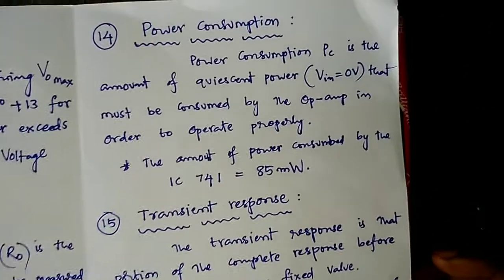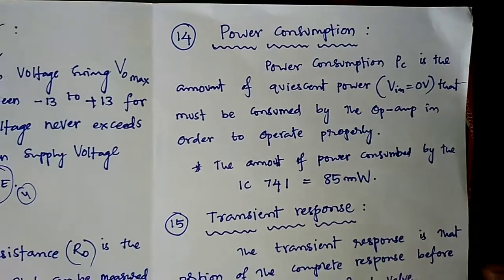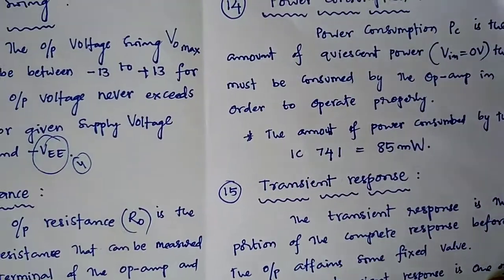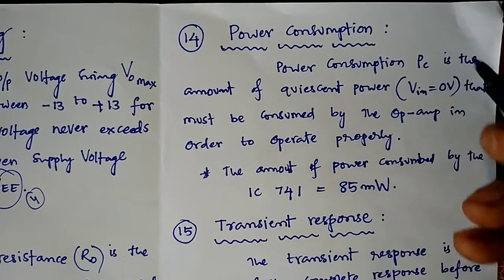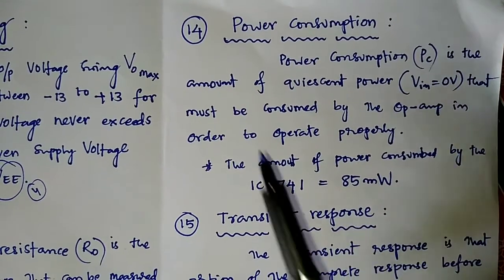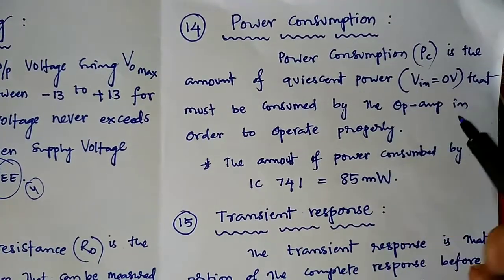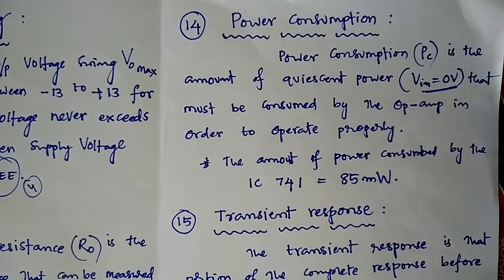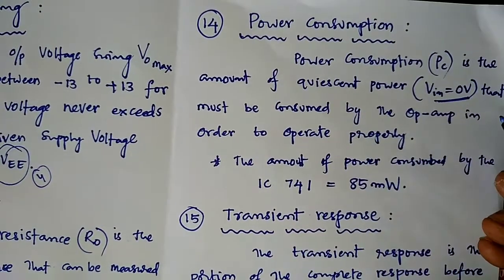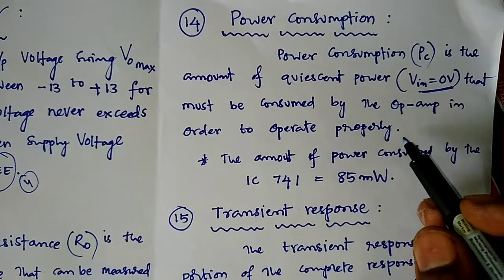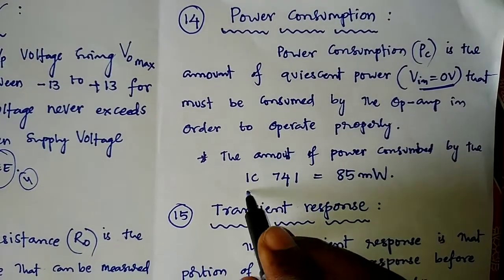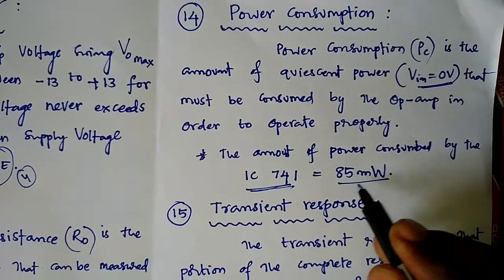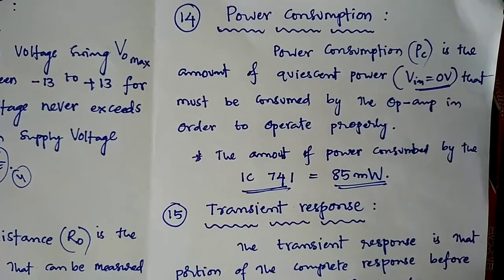Next, the 14th parameter is power consumption. Power consumption, denoted by PC, is the amount of quiescent power, when the input value is 0, that must be consumed by the operational amplifier in order to operate properly. The IC741 practical value is 85 milliwatts.